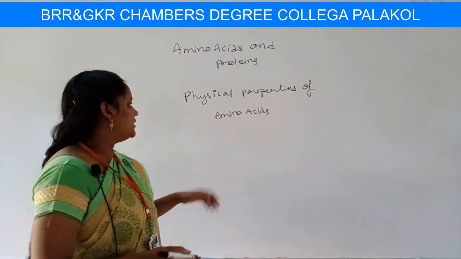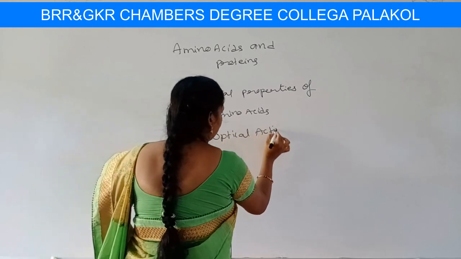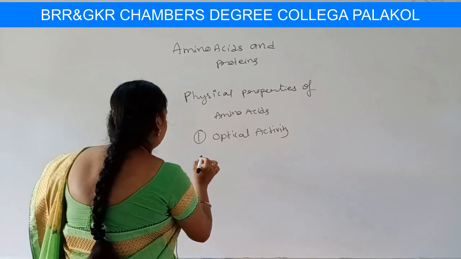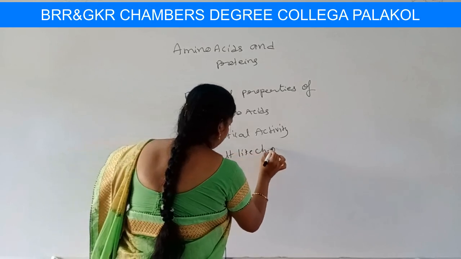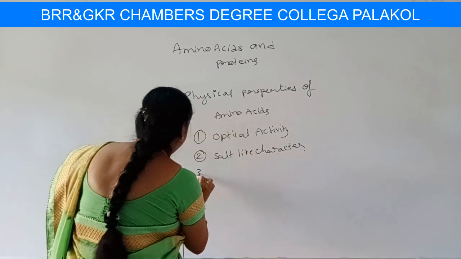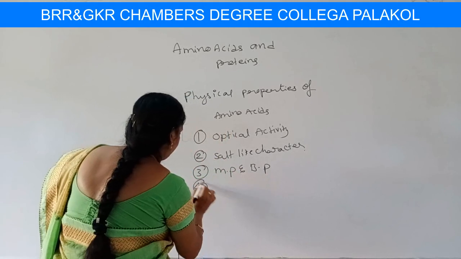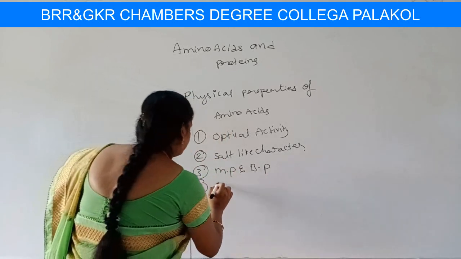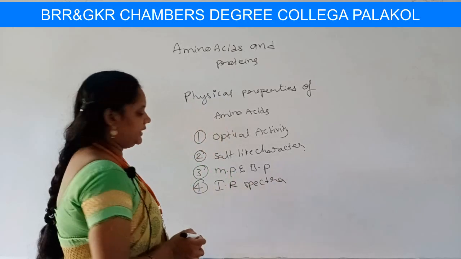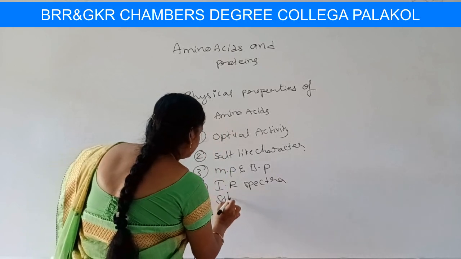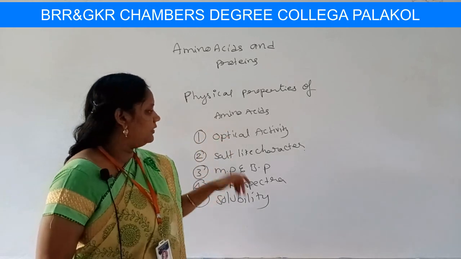Okay students, the first property is optical activity. Let us discuss the optical activity. Salt-like character. Next, melting and boiling points. Okay students, let us discuss the IR spectra. What does the IR spectra say? And the last point, let us discuss solubility. Let us discuss all these 5 points of amino acids.